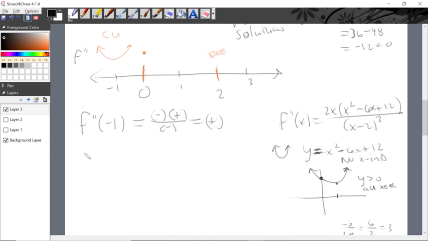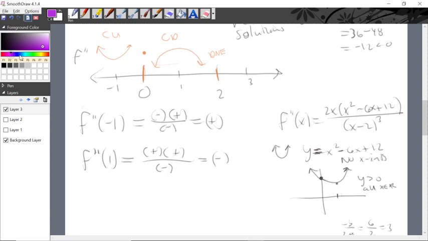Now let's check the next critical number of the second derivative. That's at 1. So f double prime of 1, okay, so 2 times x would be positive there. 2 times 1 is positive. We just established that this is going to be positive for all quantities we plug in. And the denominator, 1 minus 2, is negative, and a negative cubed is negative. The second derivative is negative at 1. Therefore, the function f is concave down on the open interval from 0 to 2.